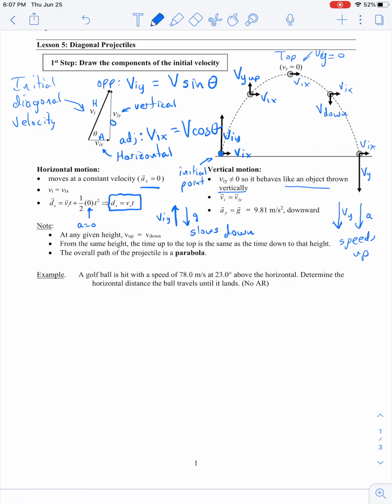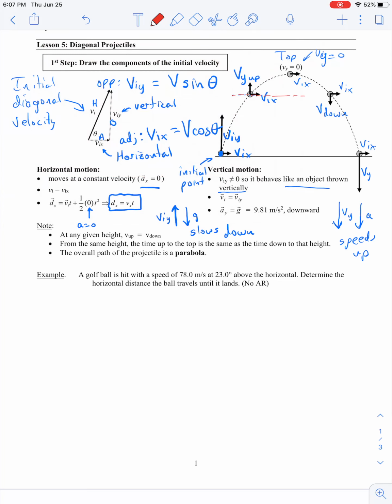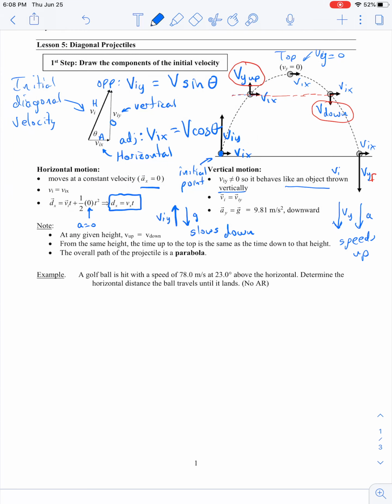A couple of other notes: at any given height, the velocity up and the velocity down are the same. So if we look at this height right here, this velocity up and this velocity down must be equal at that height. So at any height. When the object hits the ground again, this y velocity right here is the final velocity, and that final velocity is equal to the initial velocity, but in the opposite direction. These two things we can make use of when we solve problems for these projectiles.